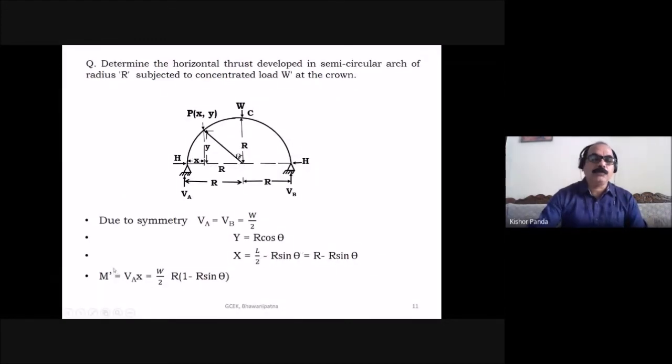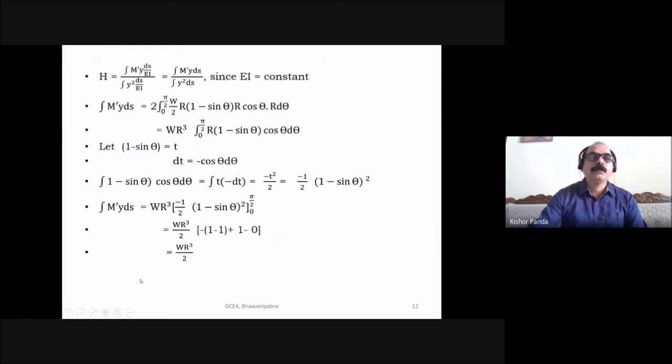What is the beam moment? M dash is equal to what? The beam moment we only have to take due to the vertical force. So M dash is equal to VA into x, the vertical force VA and the horizontal distance x. But you know VA is equal to W by 2 and x is equal to R minus R sin theta. Just put that here. Then you know how to find out the horizontal force.